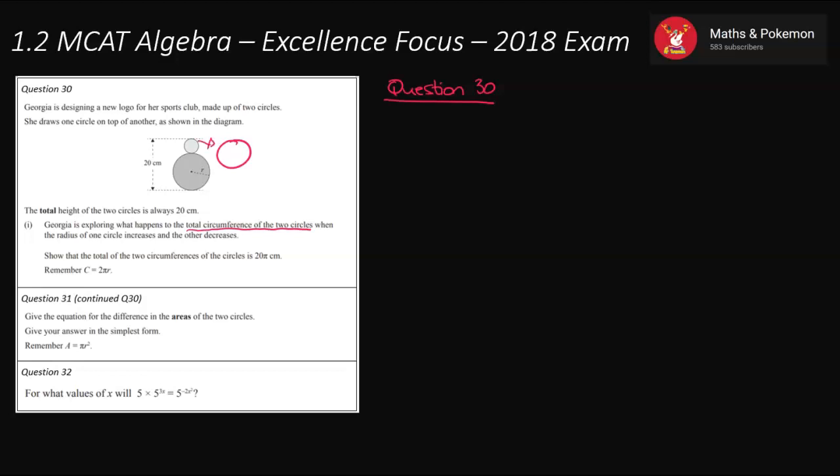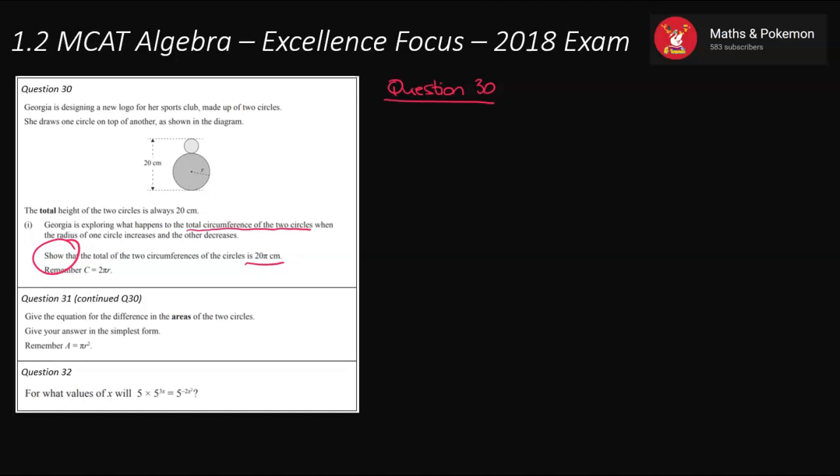So let's say that one we make it bigger, this one here makes it smaller. What will the circumference, or the combined circumference of the circles, end up being like? Show that the 2 circumferences of the circle is 20 pi centimeters. So the word show means they've given you the answer, which is 20 pi. You need to go ahead and get to that answer. So that's what they mean by show.